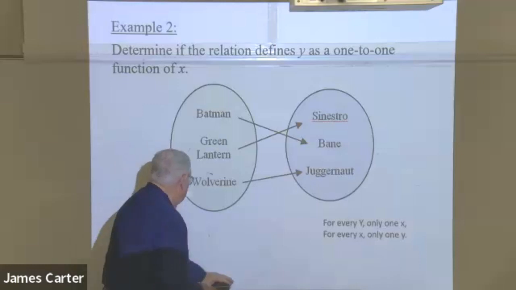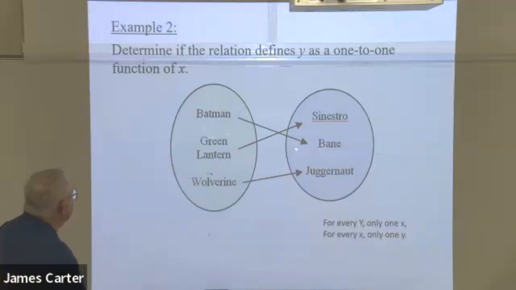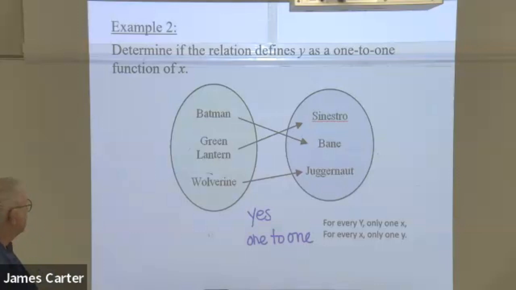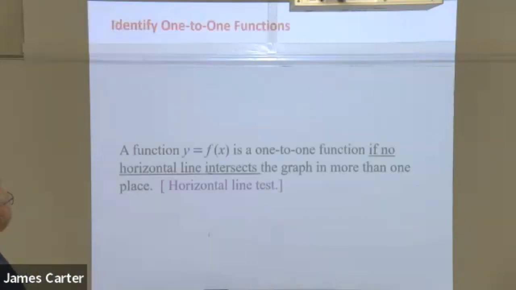Okay? Now, look at these two Venn diagrams. This maps to that. This maps to that. This one maps to that. All of these have unique y values for each x value. Okay? So yes, it is one-to-one. Now, it is a one-to-one function if no horizontal line intersects the graph in more than one place.